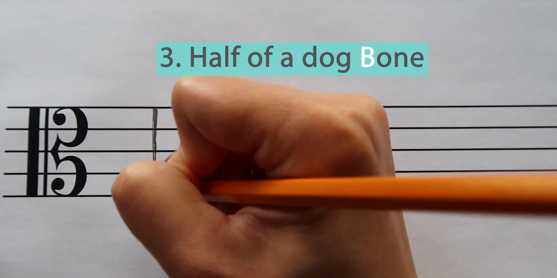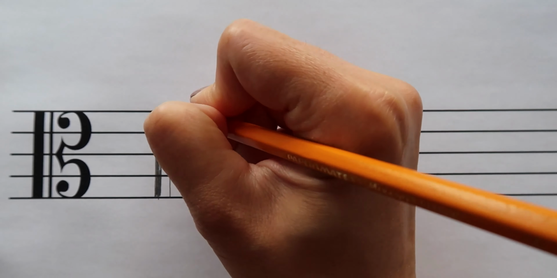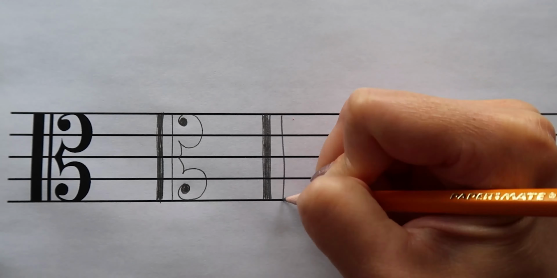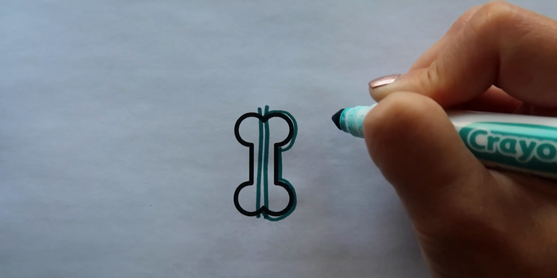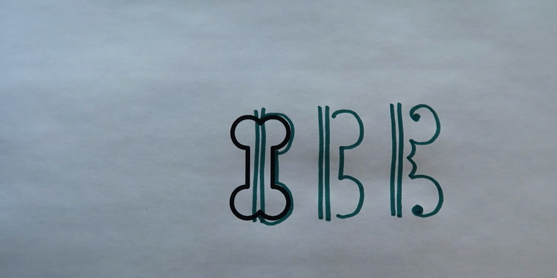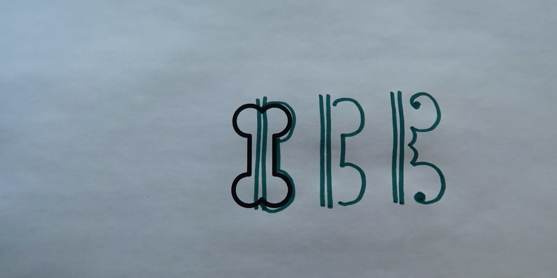When you first attempt to draw C clefs, it could take a while to get used to drawing it properly. So as a simple way to visualize the C clef, think of drawing half of a dog bone with 2 parallel lines on the left. It also happens that the C clef looks like the capital letter B for bone.